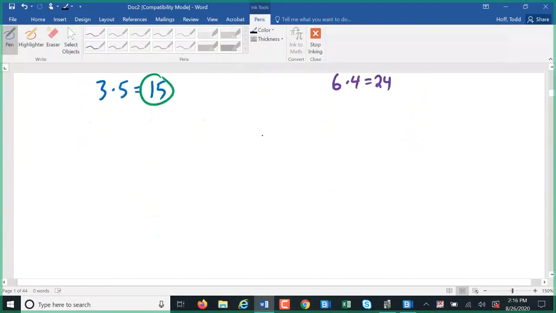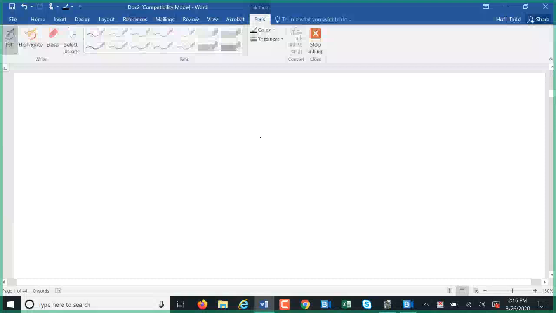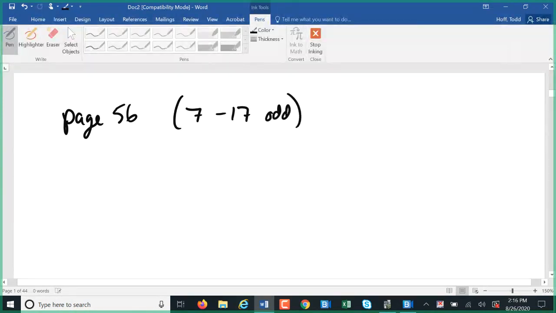So next, also on page 56, problems 7 through 17, the odds. Change those from mixed numbers back into improper fractions, and we'll go over those in just a couple minutes.